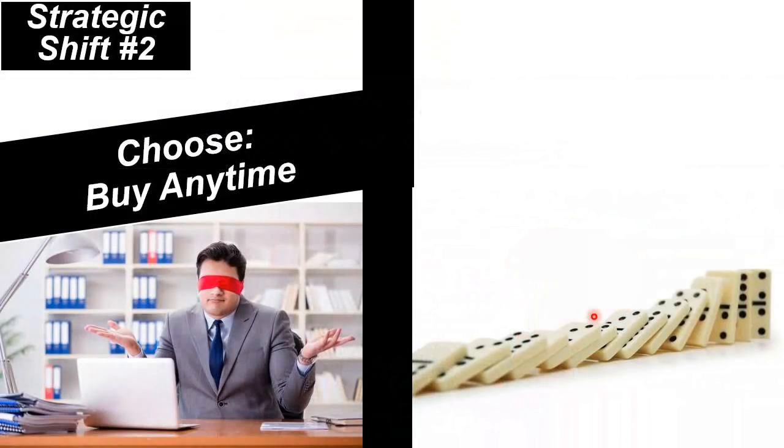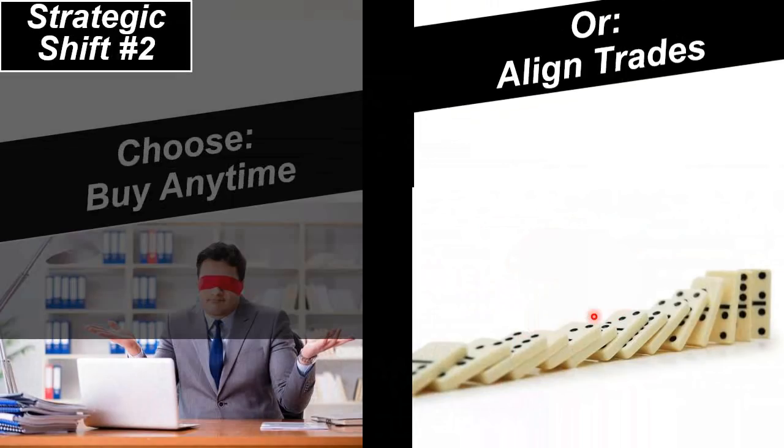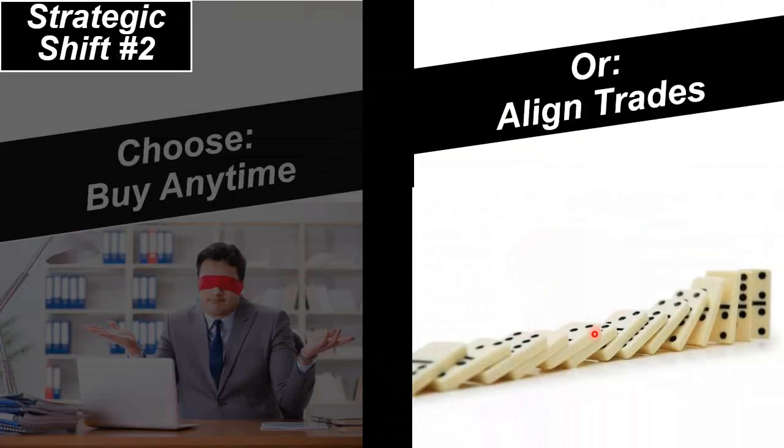So I want you to make another shift. Instead of choosing to buy options any old time, align your trades. By aligning your trades, as you saw in those examples, that's how you're going to be able to stack probability in your favor and possibly double your annual returns. You've got to pay attention to the market.